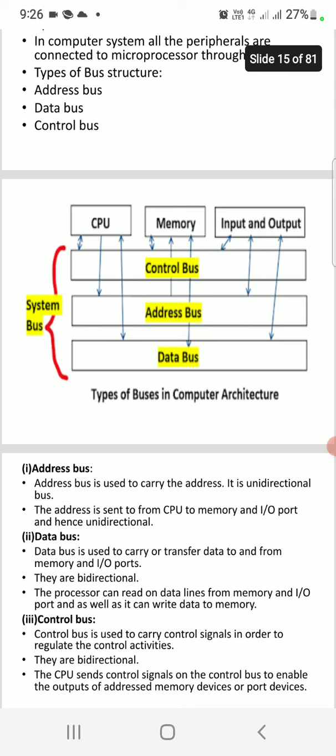The address bus is used to carry the address. It is unidirectional, a single direction, not bidirectional. We only send the address on this bus.